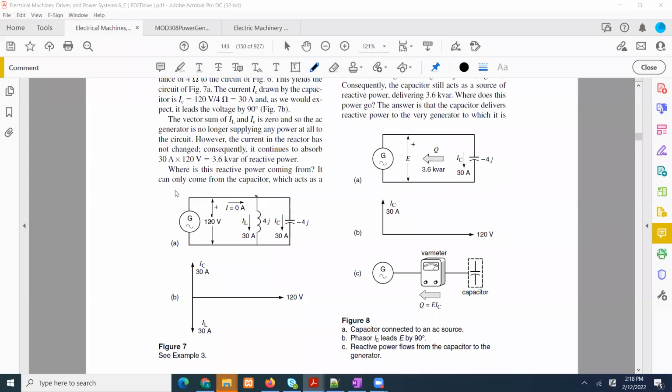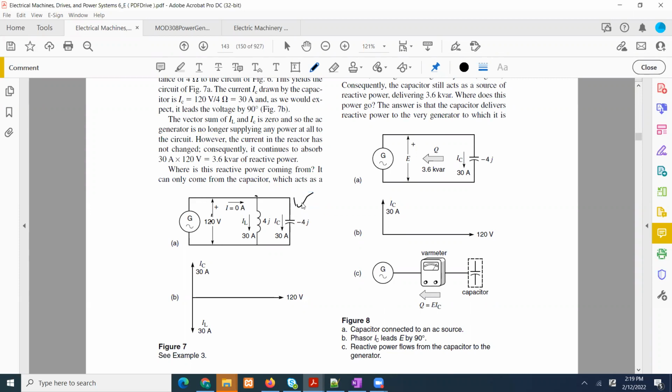Alright guys, so let's go to chapter 7, and this is the next problem. We talked about an inductor in the previous one. Now in this one we want to see a very important derivation and an important concept. In the previous example we saw that the inductor absorbs reactive power, and now we are going to add in a capacitor here.